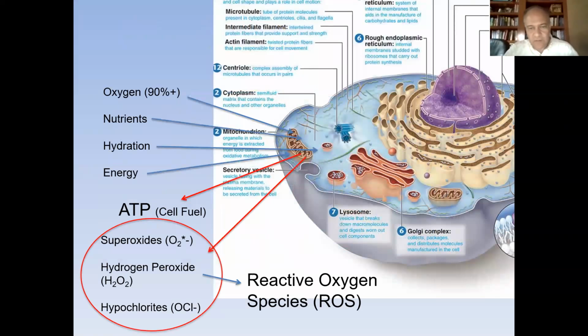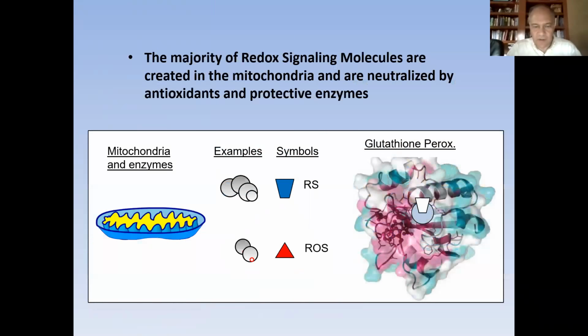Inside a human cell, we have mitochondria. Mitochondria utilize about 90% of the oxygen in our body and convert it into different things: cell fuel, superoxides, hydrogen peroxides, and hypochlorites. These are the exact type of reactive oxygen species that I was talking about. Being able to reduce and oxidize oxygen inside the cells is very important for our biology. And since some forms of these oxidants can be harmful, we have antioxidants.